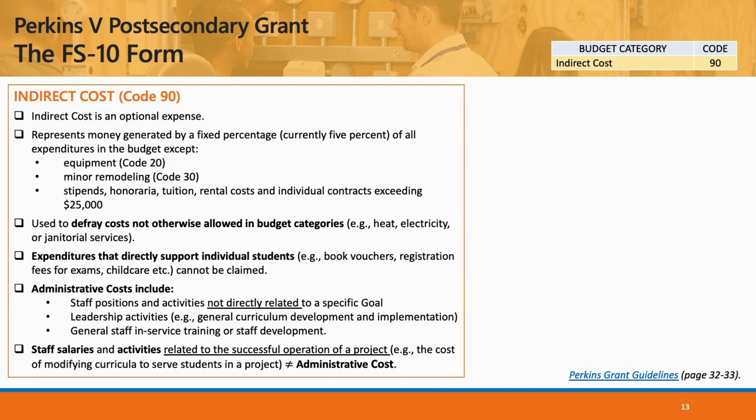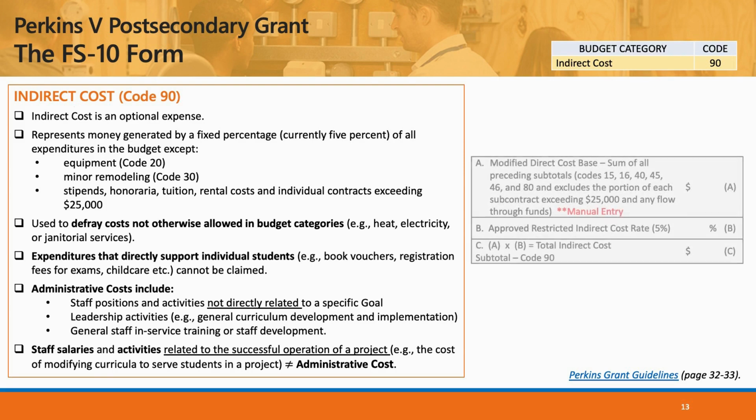for equipment, minor remodeling, and stipends, honoraria, tuition, rental costs, and individual contracts exceeding $25,000. For the latter, this means that if a contract exceeds $25,000, you may only include indirect costs on the first $25,000, not beyond that figure. Finally, expenditures that directly support students, for example, book vouchers, fees for exams, or childcare, cannot be classified as indirect costs. These are direct costs if necessary and should be included in purchase services or reflected in another way.